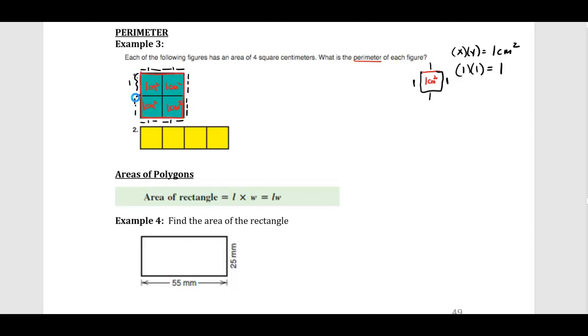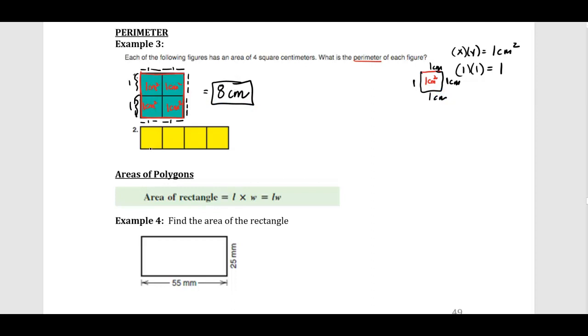So we've got 1, 2, 3, 4, 5, 6, 7, 8. So the perimeter is going to be 8. And if the area is in square centimeters, then each of the sides is just regular centimeters. So the units for perimeter are in centimeters.